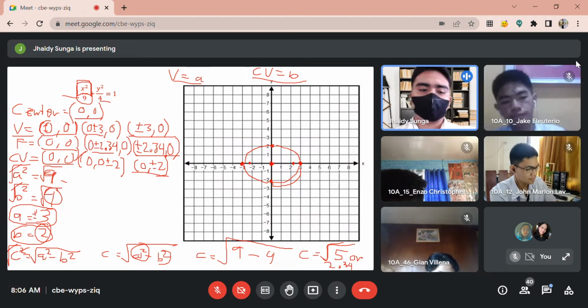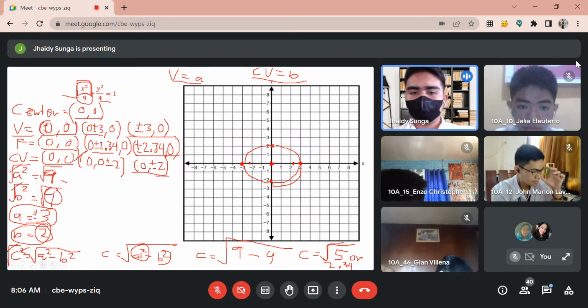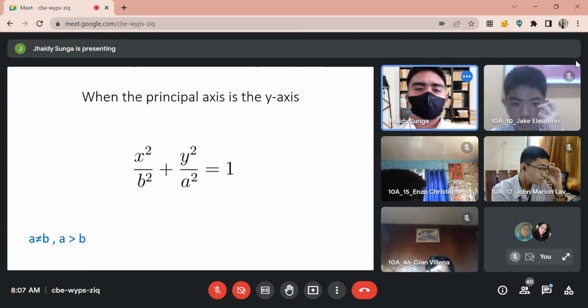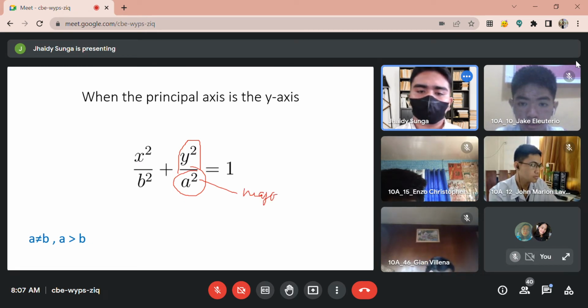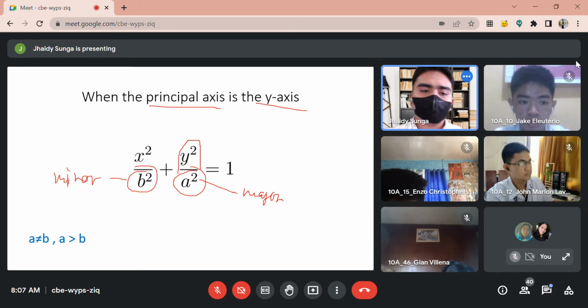All right, so let's try another one. Now, let's have when the principal axis is at the y-axis. If you will notice, where is our A located? It's on the y-axis. So this is our major, or principal axis. That's why it's the principal axis, it's the y-axis. Therefore, this is our minor. Let's try to have an example already.